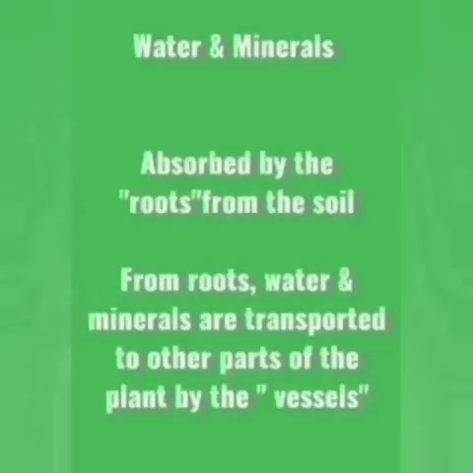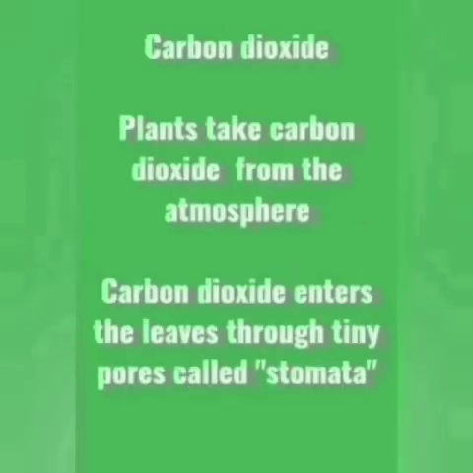Water and minerals are absorbed by the roots from the soil. From roots, water and minerals are transported to other parts of the plants by the vessels. Vessels are tubes that run throughout the root, the stem, the branches and the leaves. Carbon dioxide: plants take carbon dioxide from the atmosphere. Carbon dioxide enters the leaves through tiny pores present on the surface of the leaves. Those pores are called stomata.